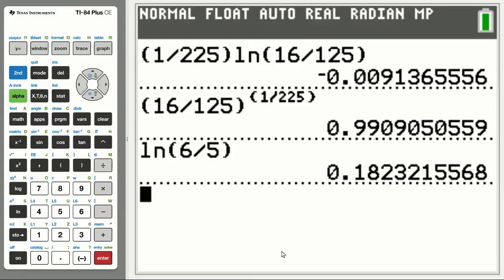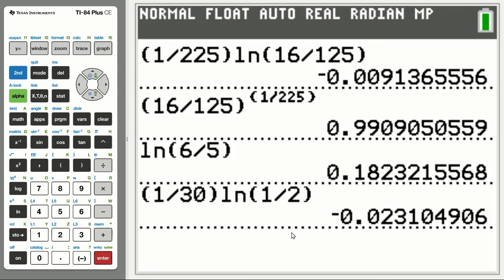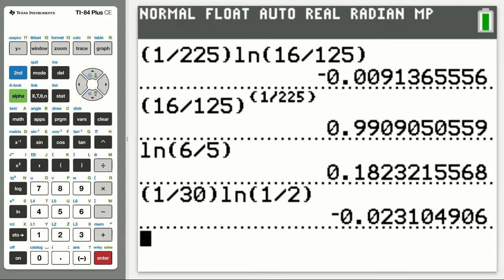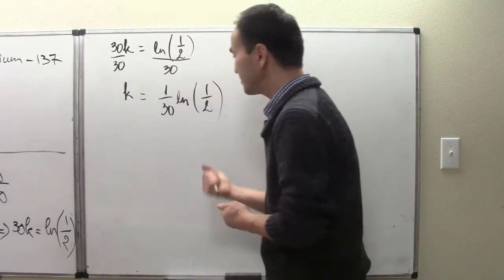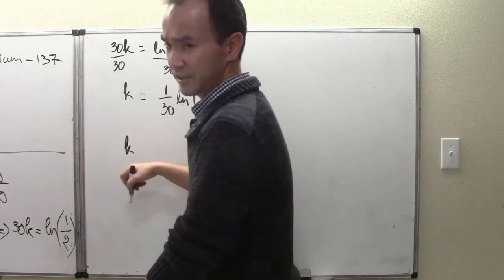So on my calculator here, let's look at 1 divided by 30 times the natural log of 1/2. All right, and dividing it like that, it's negative 0.02310496, and so on. And now I'm looking at it in 5 decimal places, and that's just a choice.